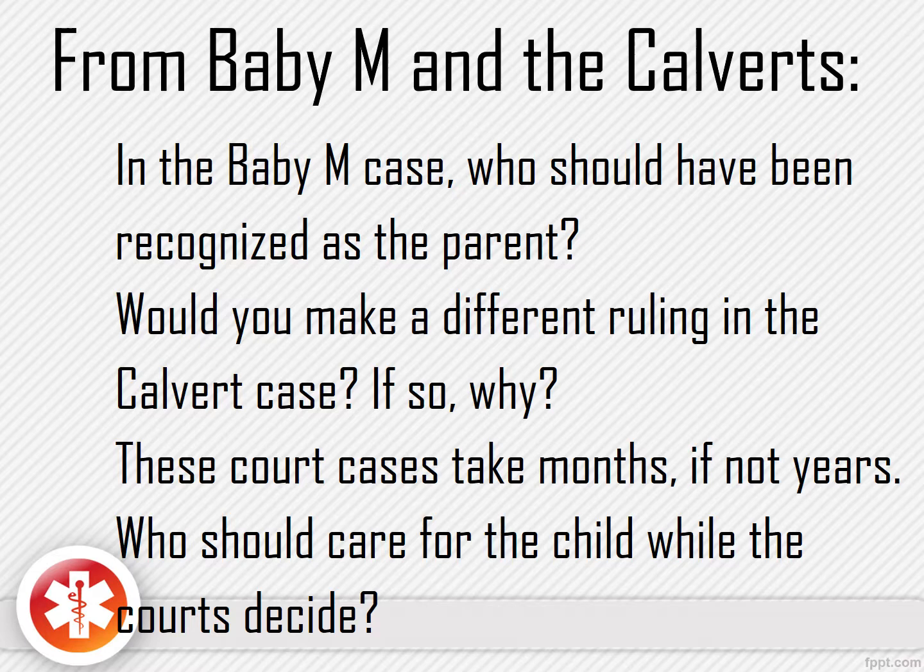The Calvert case was very different. In that particular case, both the sperm and the egg came from the husband and wife. The surrogate simply was the physical vehicle for the child. And then after birth, she wanted to keep it. The courts there ruled very differently.